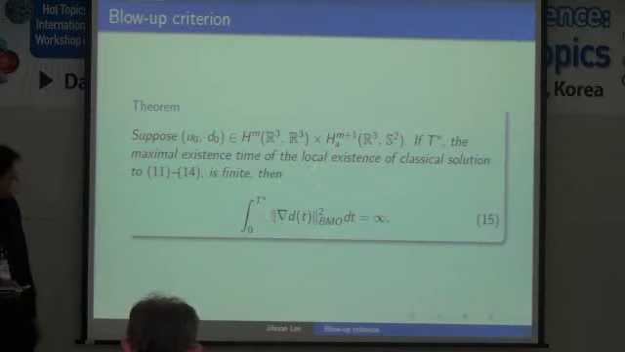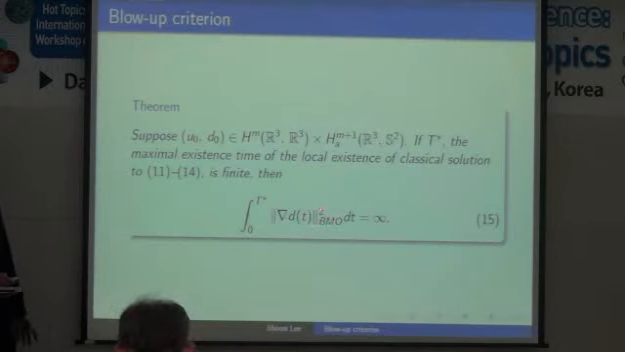So if we only control the direction field, the harmonic map heat flow, d, and gradient d is in BMO, bounded mean oscillation space, and L2 in time, and if this quantity is finite, then the solution is regular up to time t star.